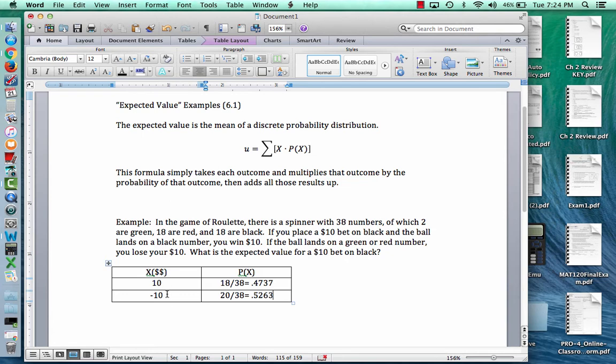So once we have these outcomes and their probabilities, then we just do the formula. We multiply 10 times this probability and then add negative 10 times this probability. Now I'm just going to show this with the fractions. So I'm going to do 10 times 18 over 38 plus negative 10 times 20 over 38. And I'm going to show you how to type that in the calculator.